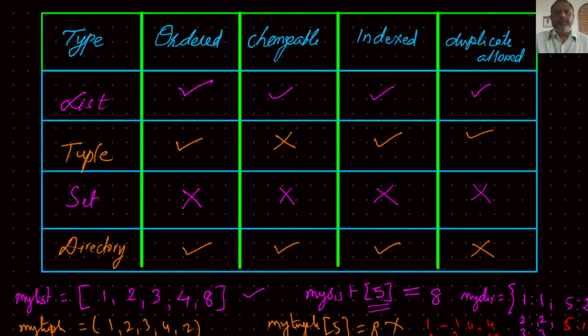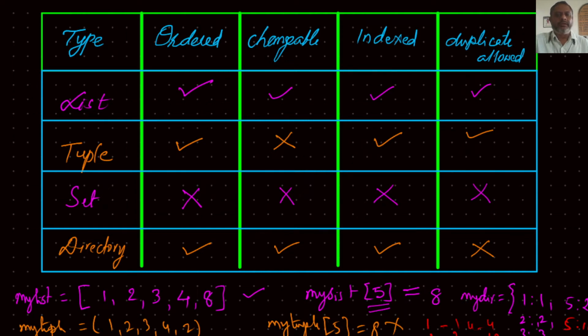Hi friends, now let's see in detail how these are different from one another. So let's begin to compare between list and tuple. We have defined a list called my list containing elements 1, 2, 3, 4, 5 and 2, and we have defined a tuple, my tuple, having the same elements 1, 2, 3, 4, 5 and 2.